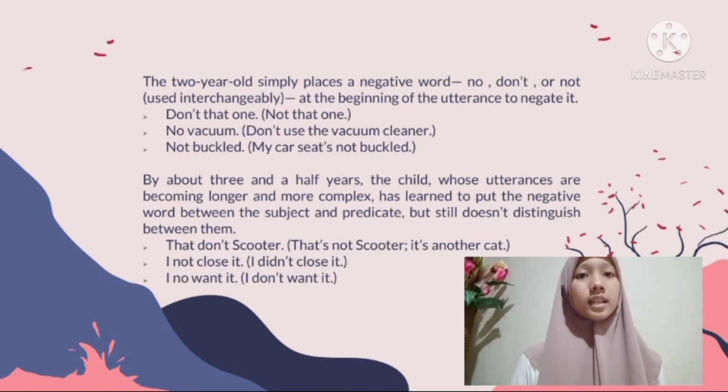By about 3.5 years, the child, whose utterances are becoming longer and more complex, has learned to put the negative word between the subject and predicate, but still doesn't distinguish between them. That don't scooter, for that does not scooter. It's another cat. I not close it, for I didn't close it.